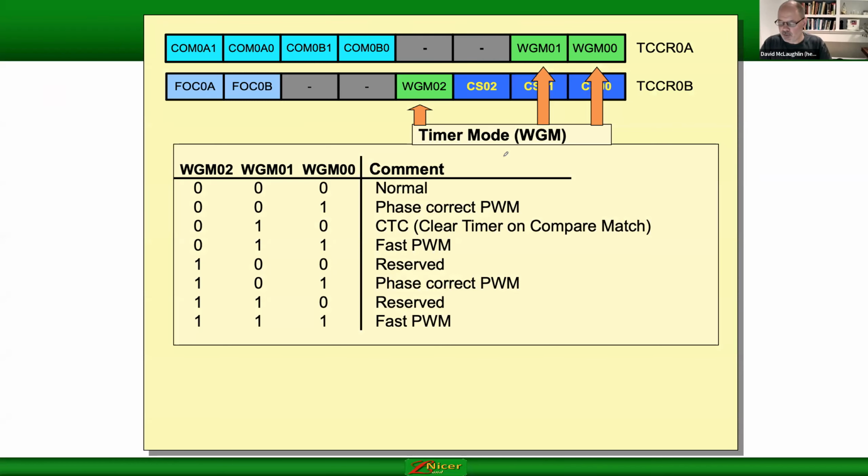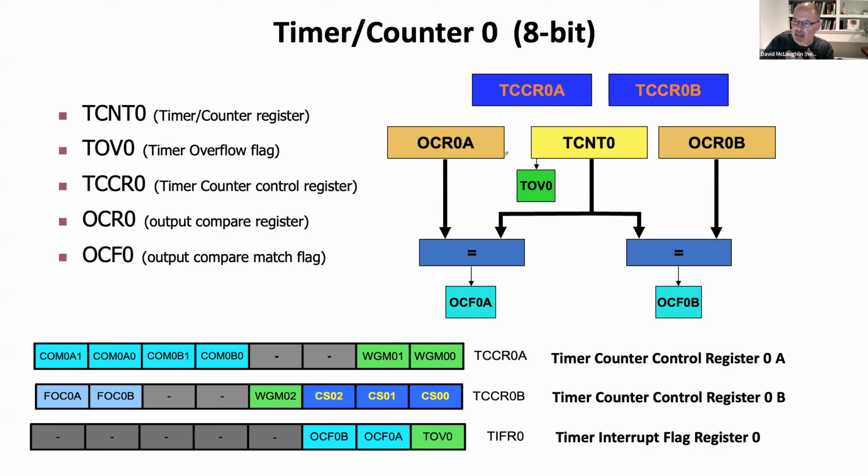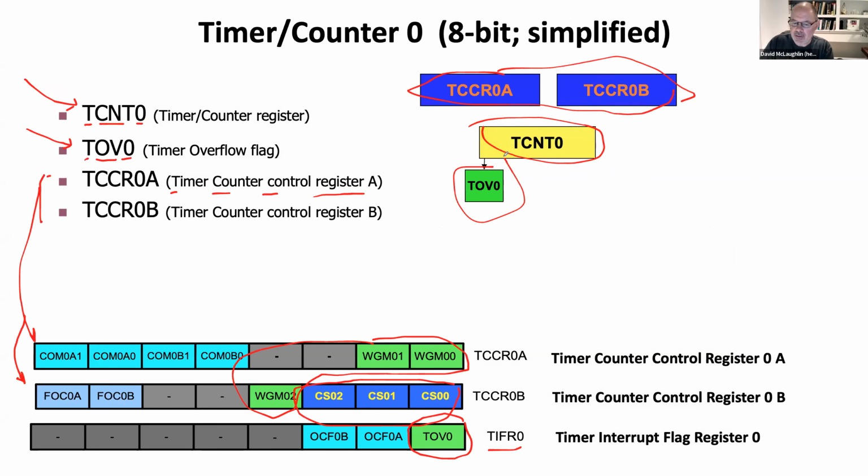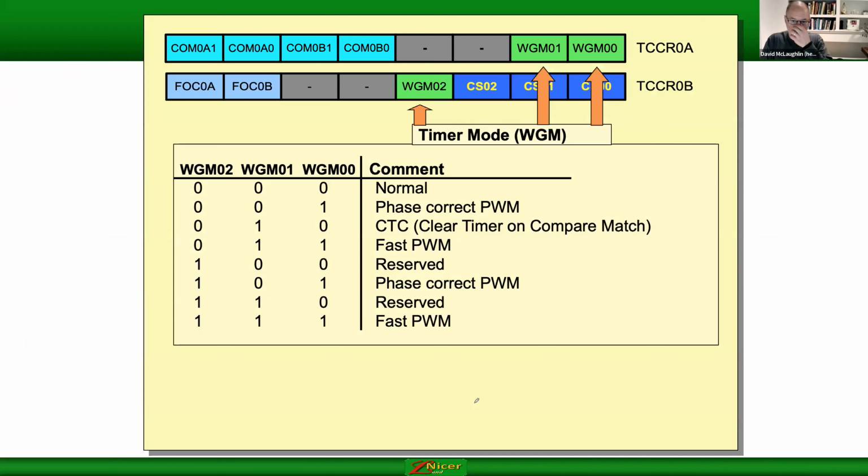Now let's take a look at these registers. I'm going to back it up. I'll try not to make you seasick, but I want to dig into these things that I circled in red a little bit. These are the timer counter control registers. You have to set them the right way so the counter will do what you want it to do.